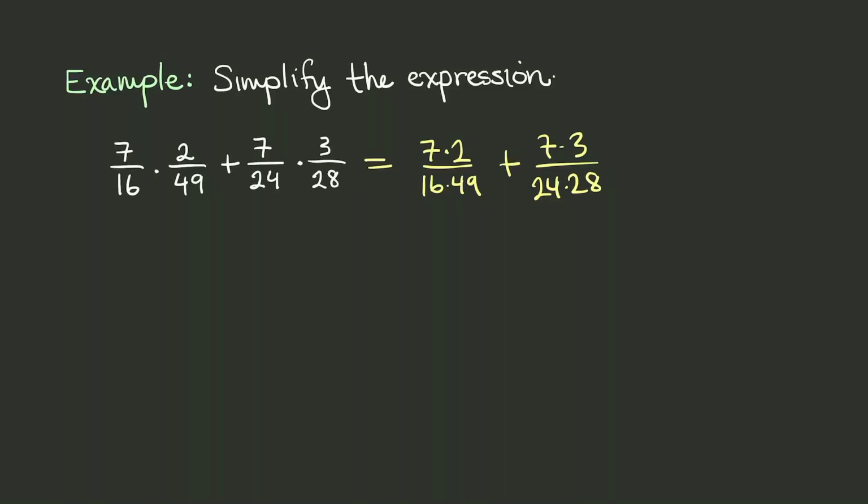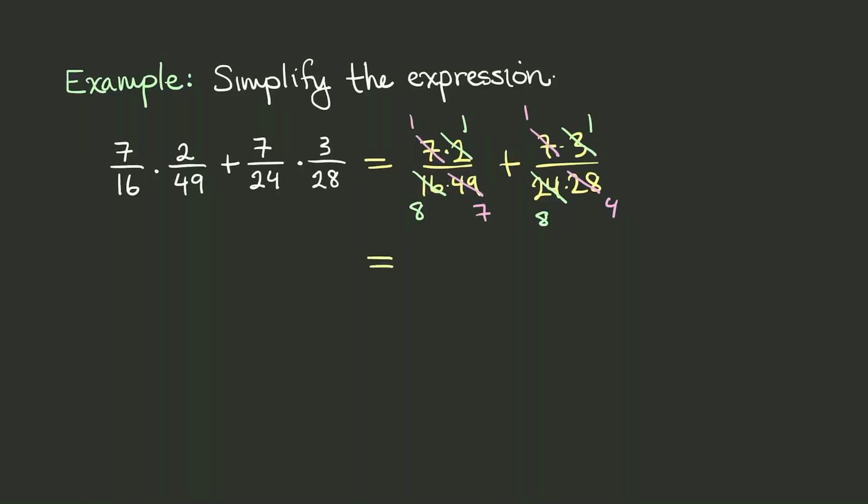The numerator and the denominator of the first fraction are both divisible by 7, so I could reduce them. Another thing that I see is that the numerator and denominator are both divisible by 2. I could divide the 2 by 2, and I can divide the 16 by 2. In the second fraction, I can reduce the 7 over 28 by dividing both of them by 7. I'll get 1 over 4. And then I can reduce the 3 over 24 by dividing both of those by 3. So I'll get 1 over 8.